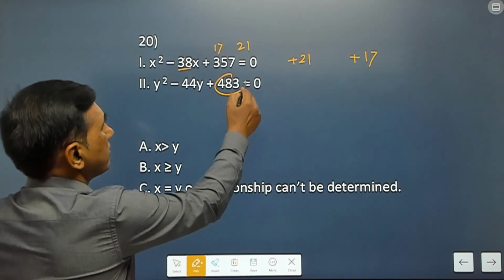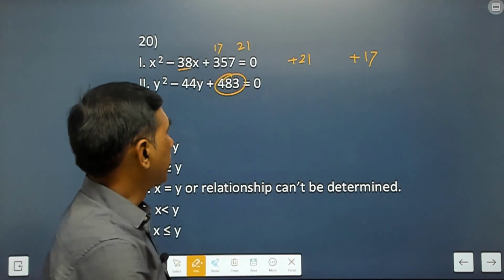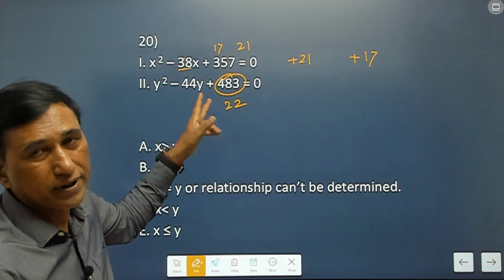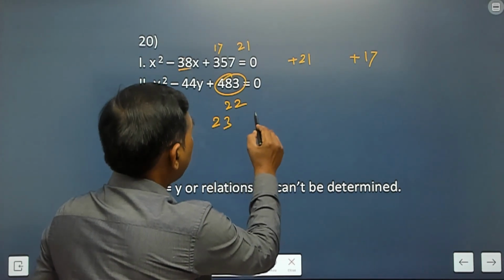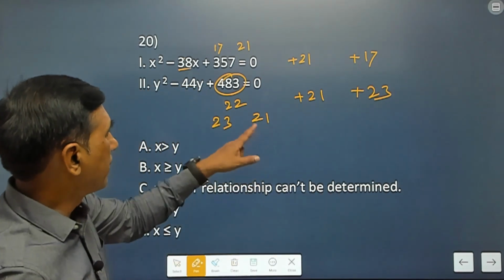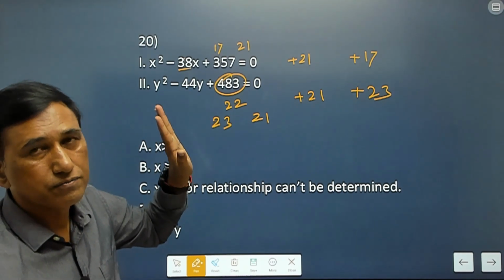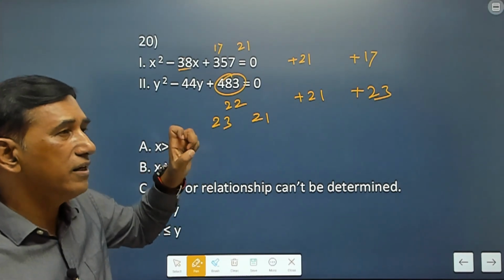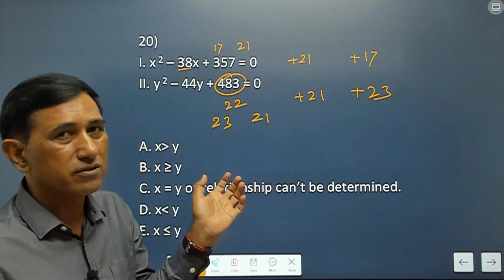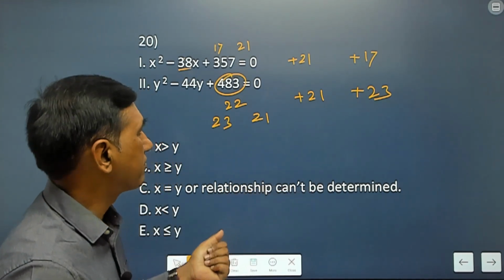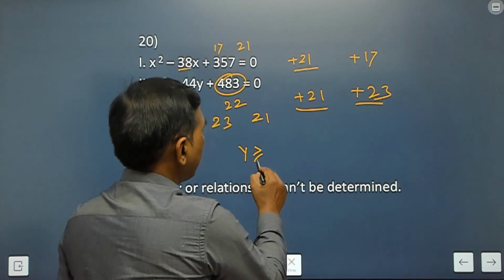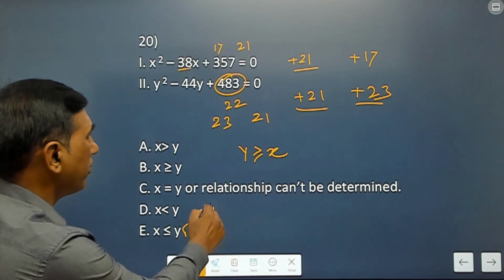Here 483. So this is 484, 22. 22 into 22 cannot be there. So 23 and 21 you can have. 21 into 23 will give you 483. So this way you can easily reach the numbers which can be the roots. And then you can just tinker with it a bit and you will find the answer. So this is plus 21 and plus 23. This is plus 21. So y is greater than or equal to x.